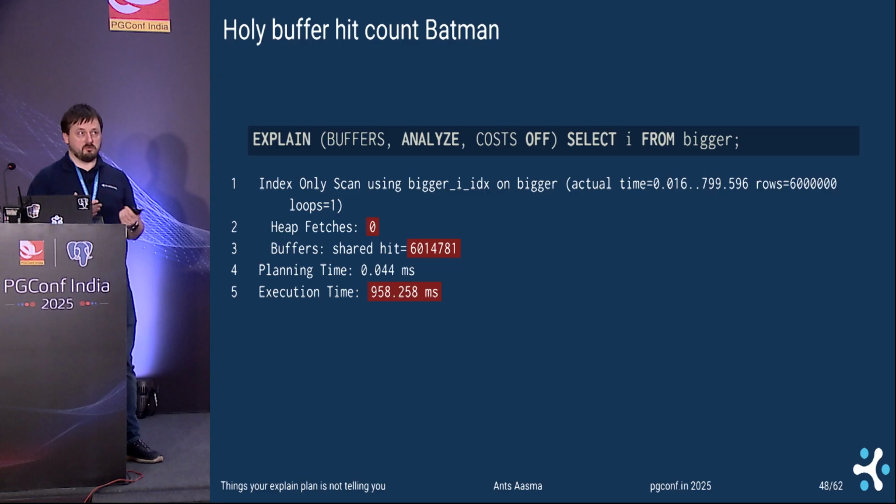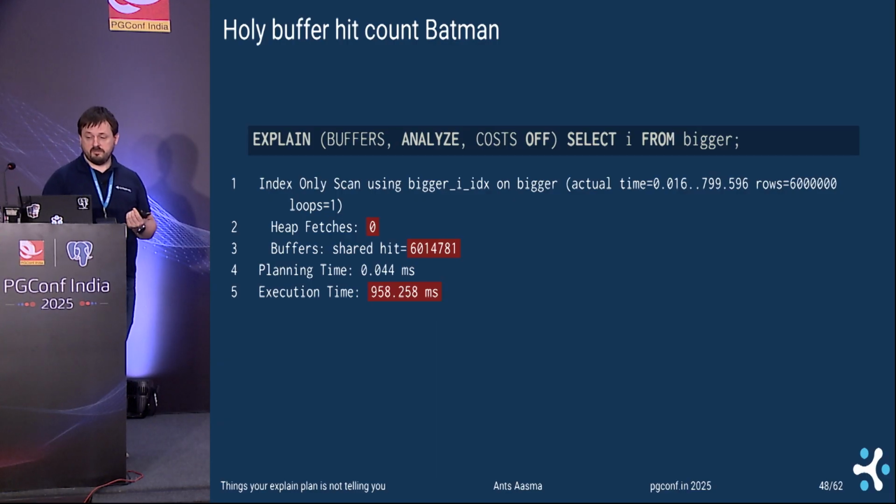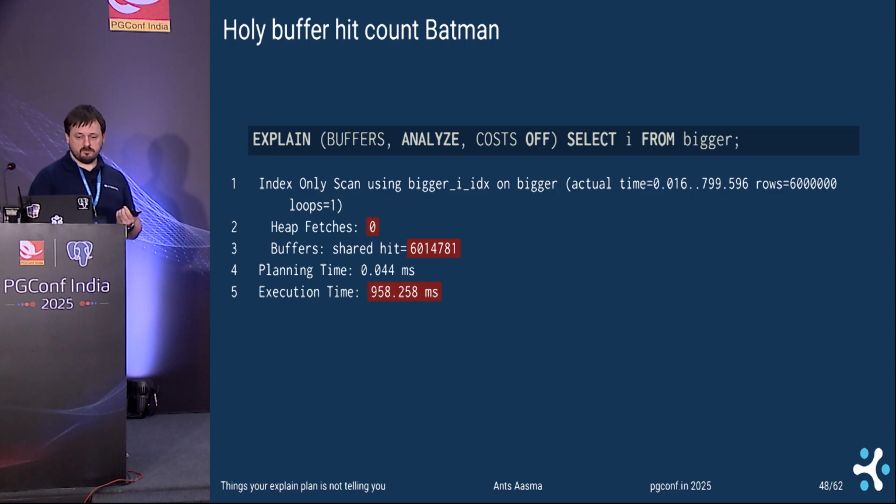And Postgres decides to use an index-only scan to fetch it, because the index is way smaller than the table itself, and everything is visible to everybody. But this index-only scan is working correctly. We didn't have to go and fetch anything from the table, but for whatever reason, the number of buffers that we hit is 6 million here, and it's taking about 900 milliseconds to fetch this stuff. So what's happening?